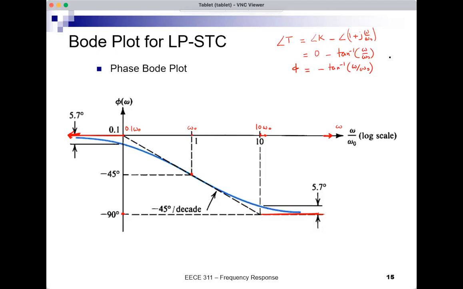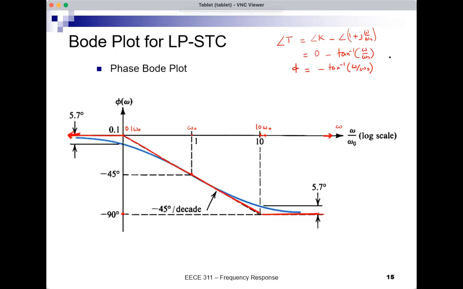And between 0.1 omega 0 and 10 omega 0, I will have a drop according to this straight line, which approximates the blue curve and has a slope of minus 45 degrees per decade. So I lose 45 degrees per decade, and it goes through the point omega 0, minus 45 degrees exactly. So there's no error between the approximate red and the exact blue. The three red straight lines approximate the blue curve.